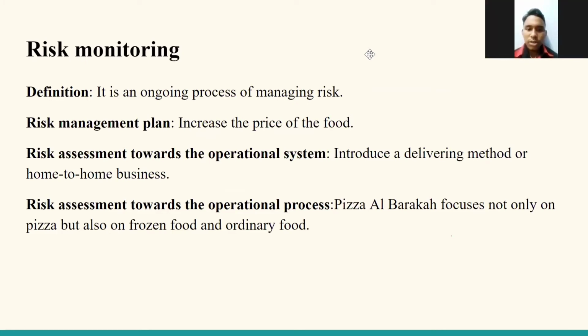Next is risk monitoring. The definition of risk monitoring is it is an ongoing process of managing risk. So the first thing of risk monitoring is risk management plan. For this company, they increase the price of the food because they want to get more profit. And then risk assessment towards the operational system. They introduce a delivering method or home-to-home business, such as cash on delivery (COD), using a runner to make sure customers only order the food and get it at their home.